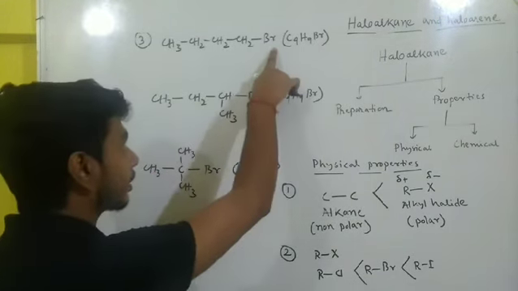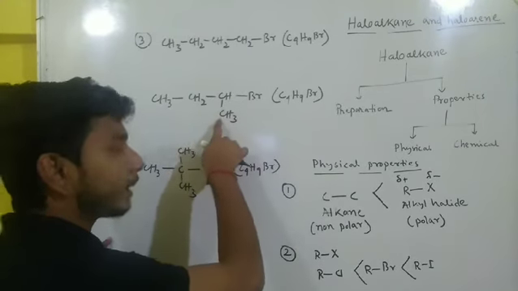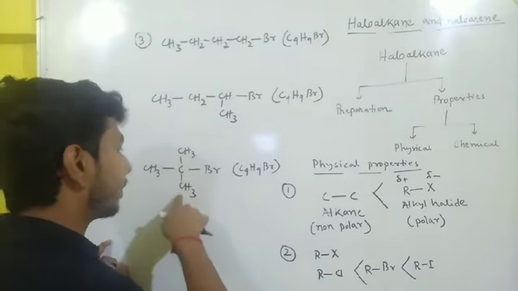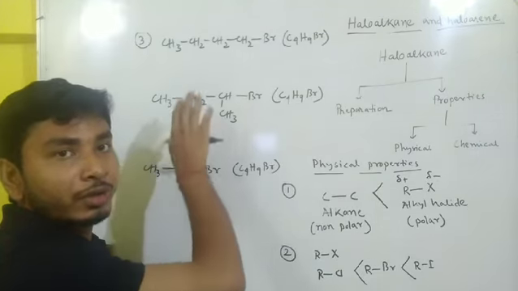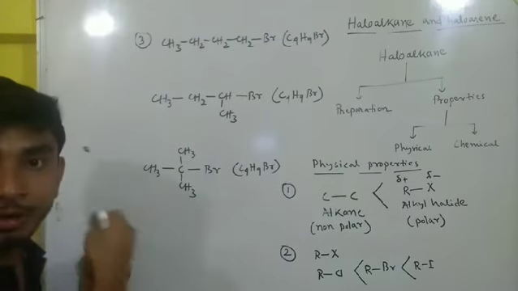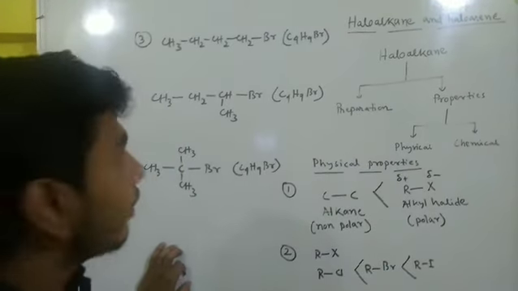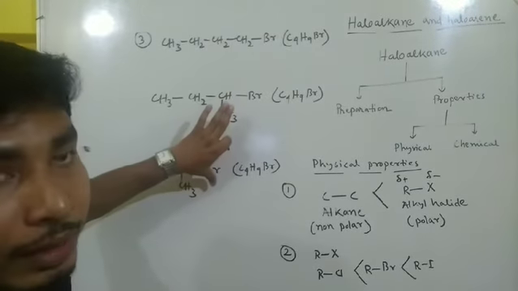It is a linear structure. There is 1 methyl branching. There are 2 methyl branching. So the molecular formula is the same, but the structure is different. These are called isomers. So these are the isomeric alkyl halides.